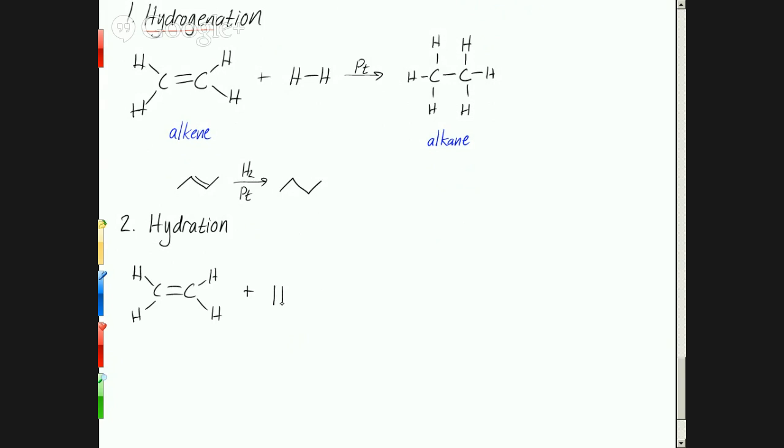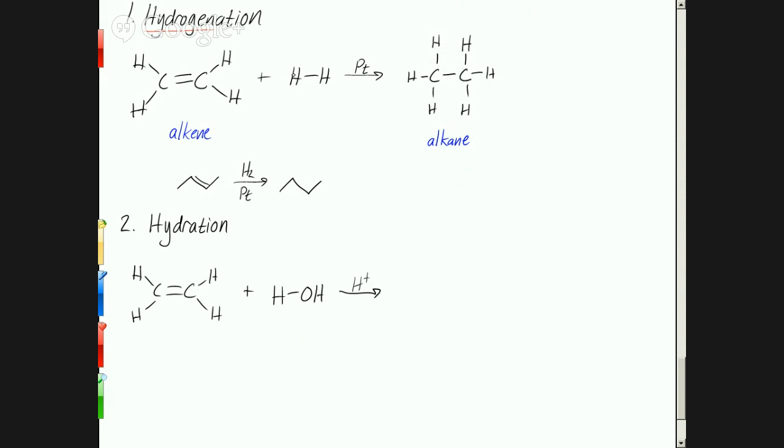So we're going to add water, and I'm going to write it a little bit differently here. Normally we would just write H2O, but I want to show how it breaks up and adds. So we're going to write it HOH. And this also doesn't just happen when you mix these things together. It needs a catalyst. The catalyst in this case is acid. So you have to do this in the presence of acid. We'll just say H plus as some kind of acid. Could be sulfuric acid, could be whatever.